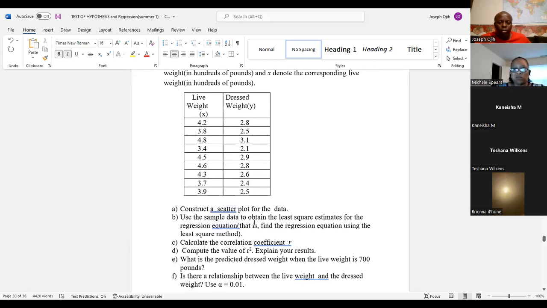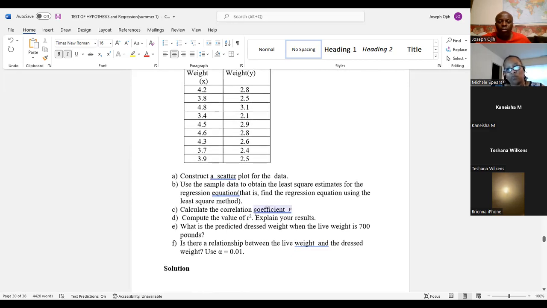Use the sample data to obtain the least square estimate of the regression equation. That means it says find the regression equation using the least square method. Then it says calculate the correlation coefficient R and compute the value of R squared and explain your result. What is the predicted dress weight when the live weight is 700 pounds?